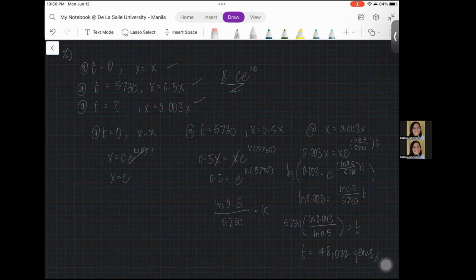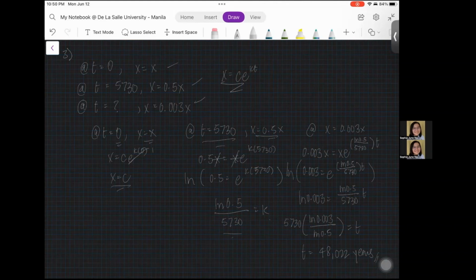Okay, so this is the k equation. So what we'll do is we'll use each of these points to find out the constants in our equation so that we'll be able to find out the time. Okay, so first at t equals 0 and x is equal to x, that means our constant is equal to x. At the half-life, like this, we'll be able to cancel both sides, like that. So 0.5 is equal to e raised to k times 5,730. So applying logarithm on both sides of the equation will make it so that your k is equal to ln 0.5 over 5,730.